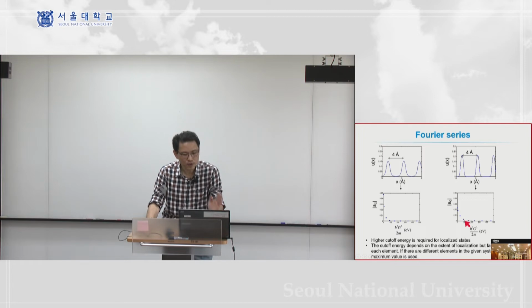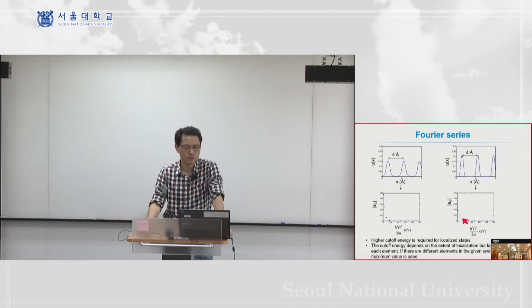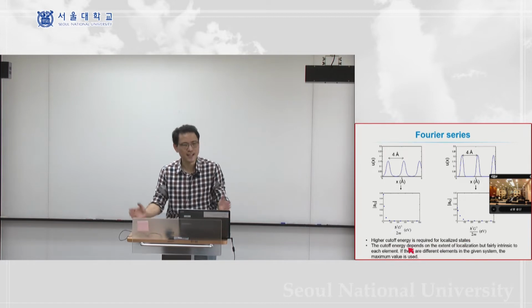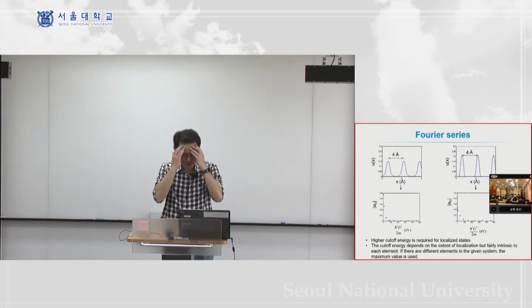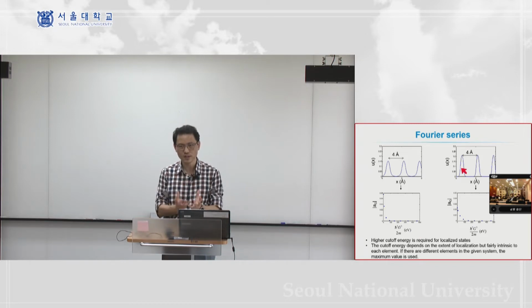And so if we are going to apply the cutoff energy, you can see that you have to slightly increase your cutoff energy or G cut in order to describe this wave function accurately. So this is a general rule: a higher cutoff energy is required for the localized states, and this cutoff energy depends on the extent of the localization. But one thing that is very convenient for us is that this localization is fairly intrinsic to each element, because this localization is most important around the center of the atom.